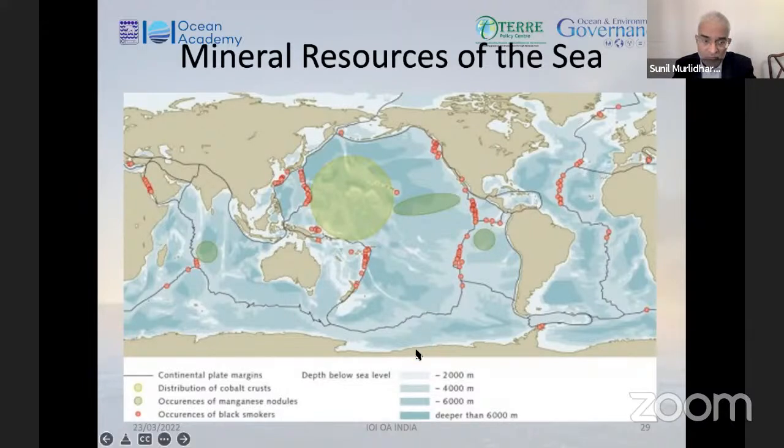So there it says, distribution is that. So there you have the various distribution of them at 4,000, 6,000 or whatever depths. That is not the important thing. They are there, but how to get them from there with minimal damage to the marine environment, particularly avoiding creating pollution and clouds of sedimentary matter.